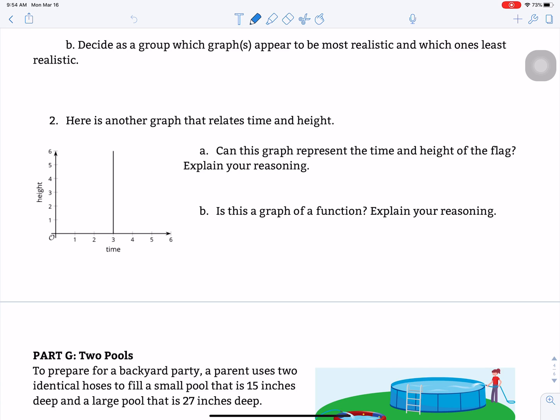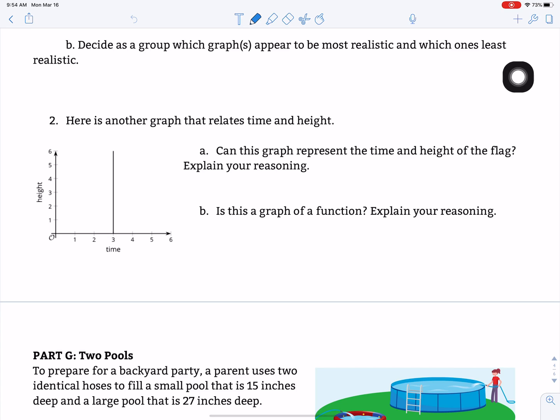And then if we're looking at this next graph in number 2, it says, can this graph represent time and height of the flag? Explain your reasoning. So think about that one right now, because I'm going to have you pause and then we're going to talk about it. Okay, if you didn't pause, make sure you thought about an answer.